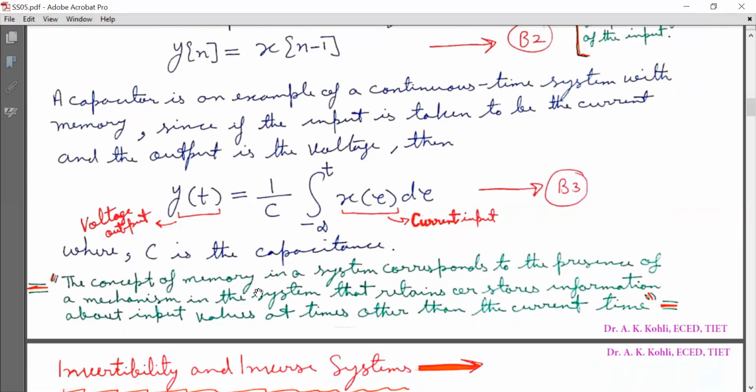The concept of memory in a system corresponds to the presence of a mechanism in the system that retains or stores information about input values at times other than the current time. So that stored information may be a predicted future value or a delayed value.